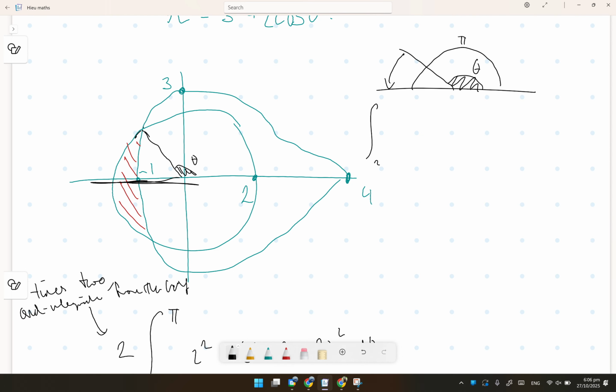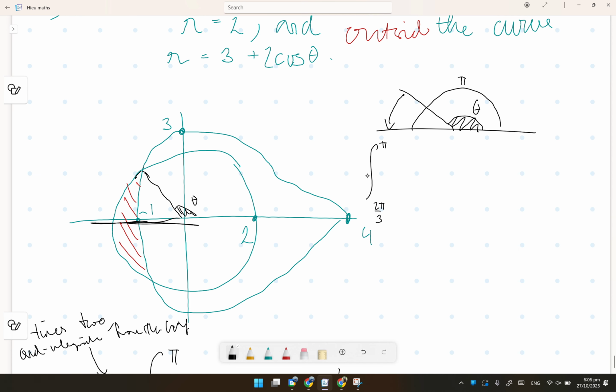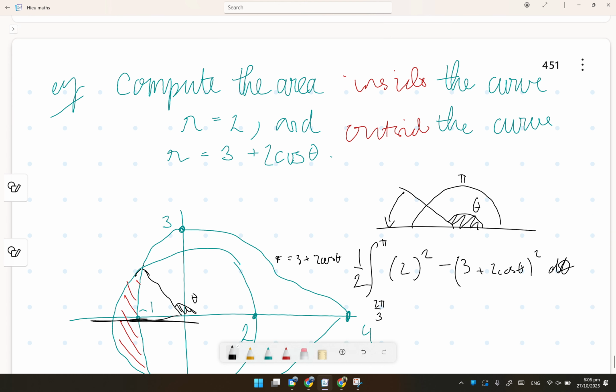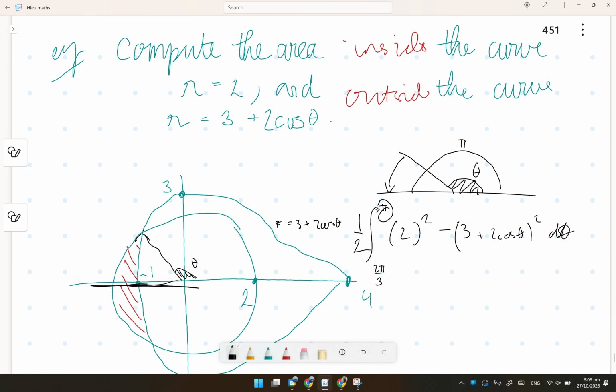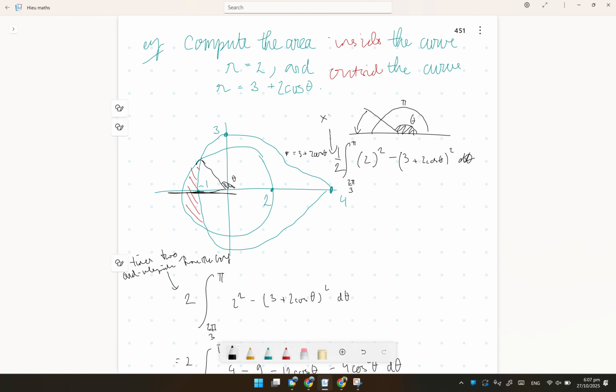So what we're going to be doing is we found what theta was, 2 pi over 3, all the way to pi, and then that's it. And then you just do the whole thing again, but with the circle on the outside this time. So it's 1/2 of 2 squared minus the inside equation, which in this case would be r equals 3 plus 2 cos theta, all of this squared, just like before. That's it, guys. That's the kind of idea. The most difficult part is finding the appropriate limits. Oh, and make sure you multiply this by 2 too.